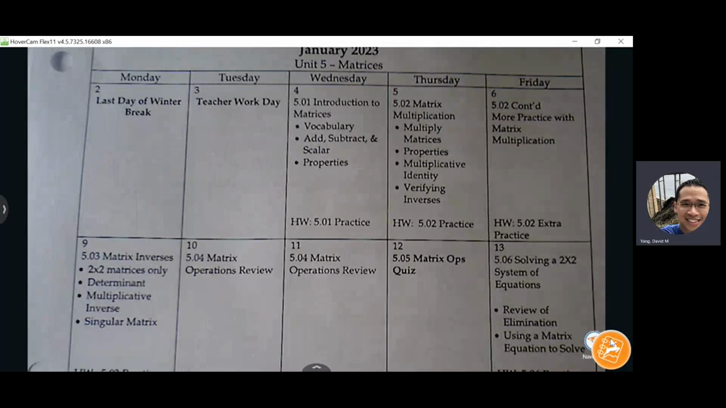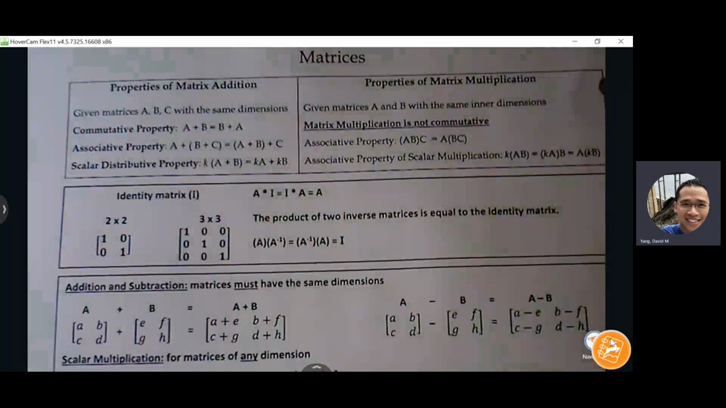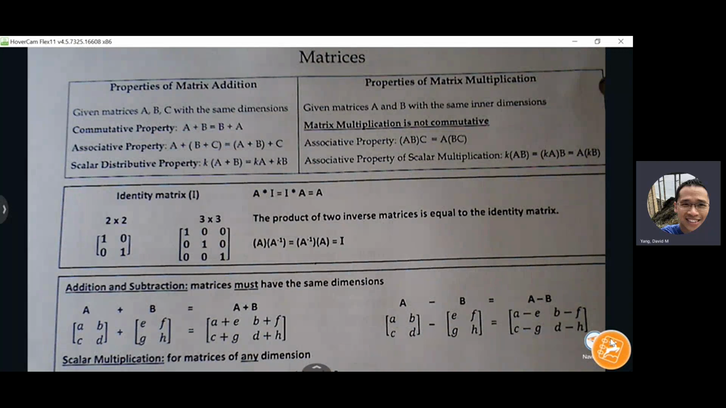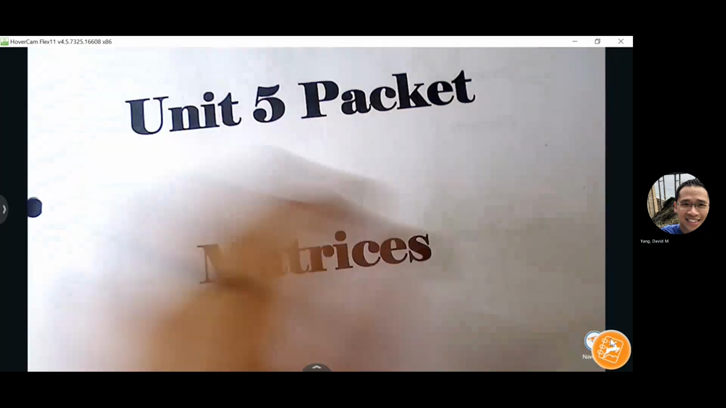Okay, and also on the back of your calendar, there's a good summary sheet, so we can go back and it'll be a good resource as we're reviewing our topics through this unit. Okay, so let's go to page 1.